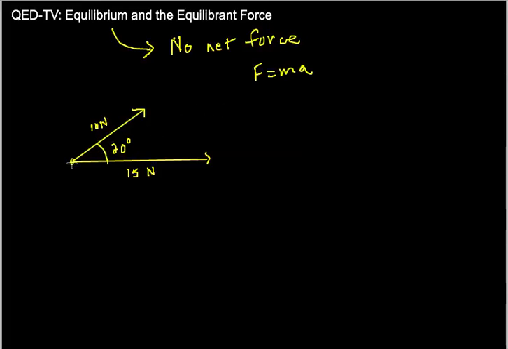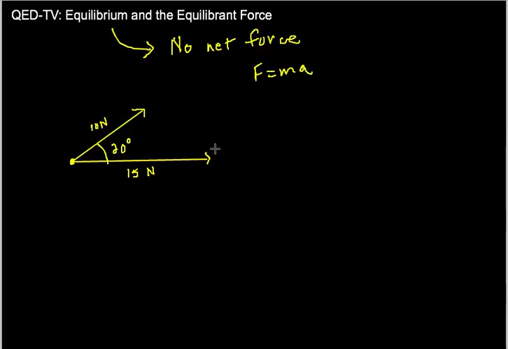We want to figure out what is the third force I could put on here that would be what we call the equilibrant force. The force that, if added, would bring this into equilibrium and therefore would not have it be accelerating. So the way to do this is to first just figure out your resultant force between these two. So we're going to do that first.